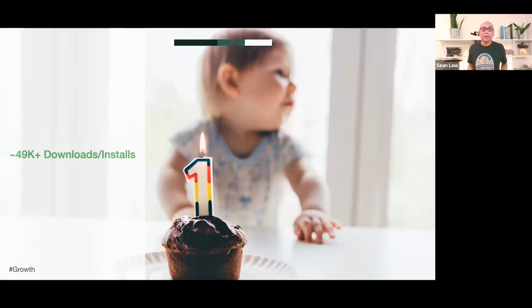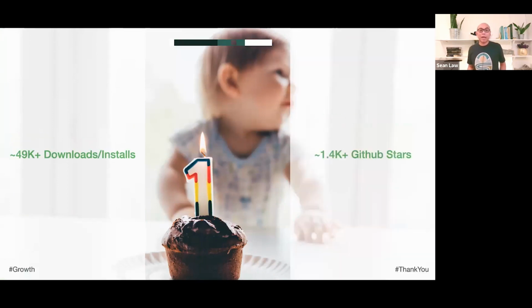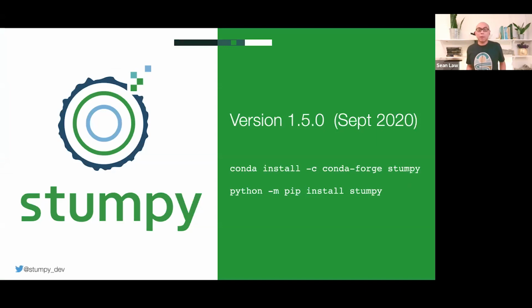Just over 49,000 downloads and installs. We have 1.4 thousand GitHub stars, so we're really thankful for all of our users for supporting us. We recently bumped up our version to version 1.5 as of September 2020, and you can conda install Stumpy using the conda-forge channel, and you can also pip install it as well.